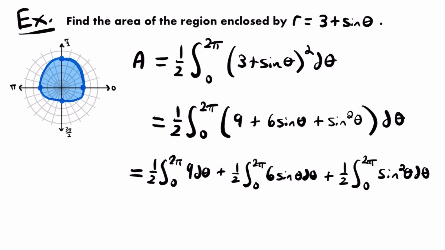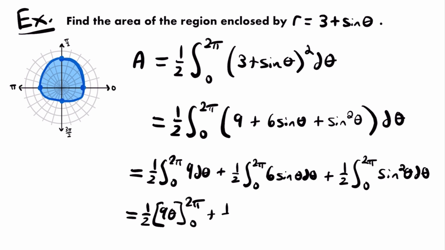With this first one, the integral of 9, which is a constant, will be equal to that constant times the variable of integration. In this case, we're integrating with respect to theta, right? That's why we have d theta. So the integral of 9 will be 9 times theta. So this is equal to 1/2 times 9 theta evaluated from 0 to 2 pi.